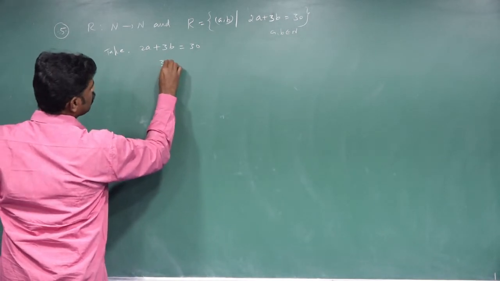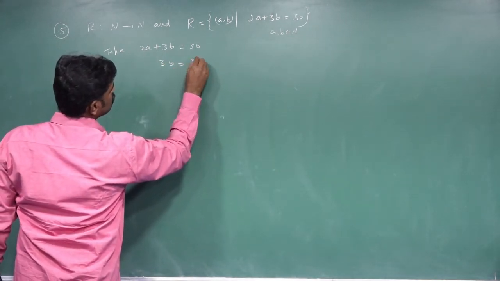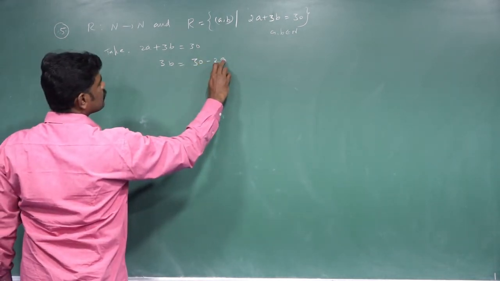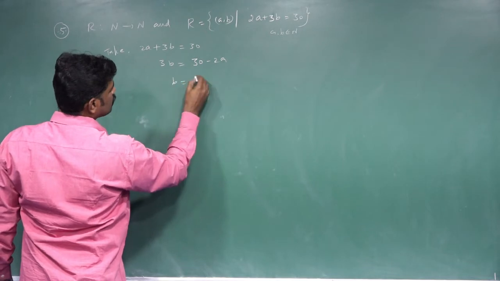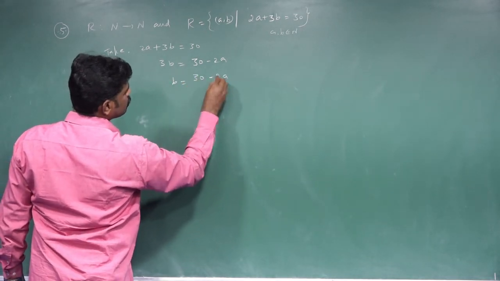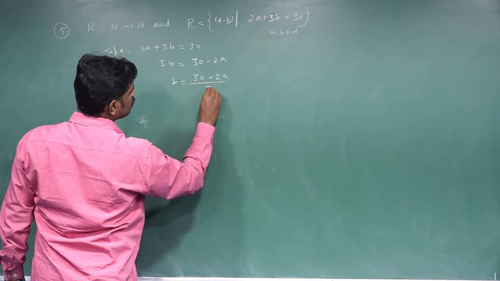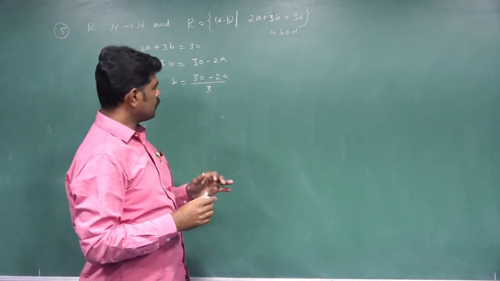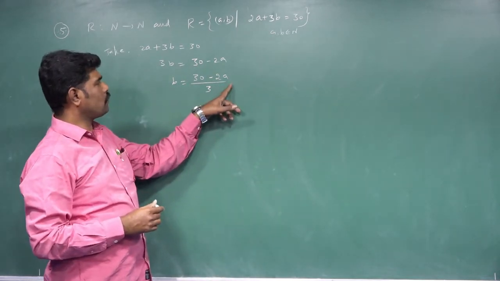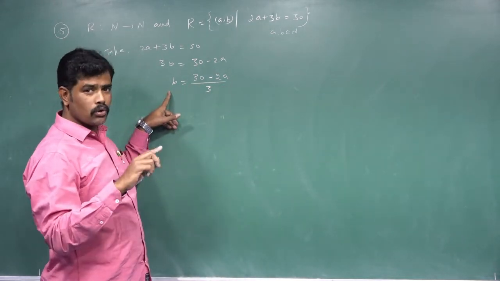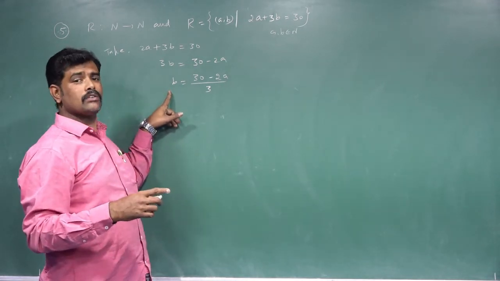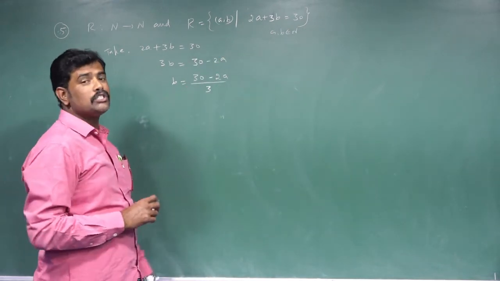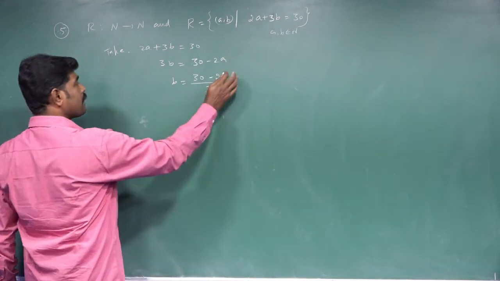In this, 3B is equal to 30 minus 2A, so B is equal to (30 minus 2A) divided by 3. Here we can substitute the value for A and get the value for B. But both should be natural numbers. Natural numbers start from 1, 2, 3, 4, 5 up to infinity. 0 is not included here, so you cannot apply 0 here.